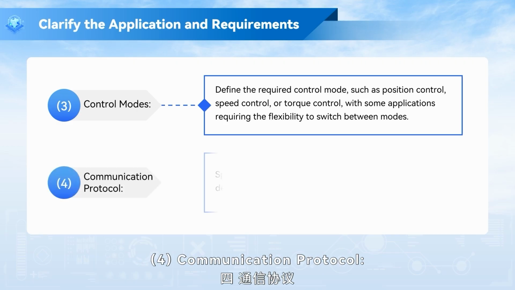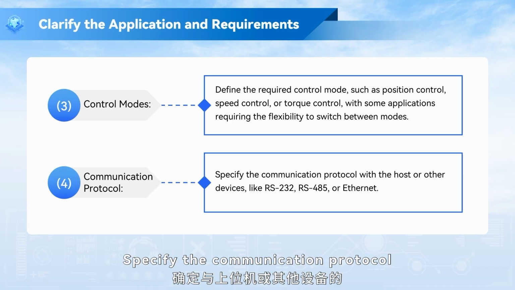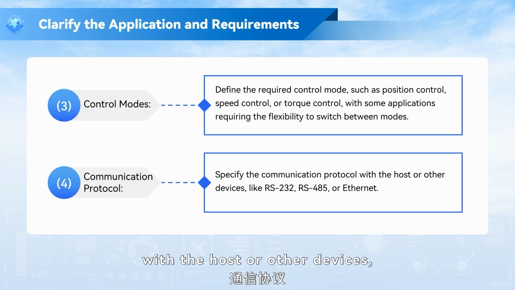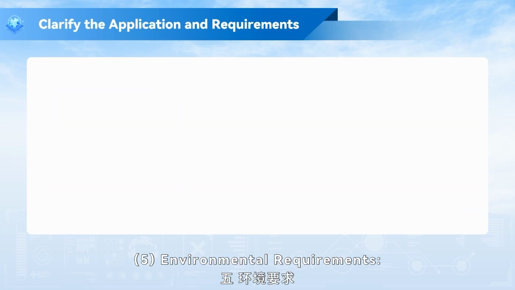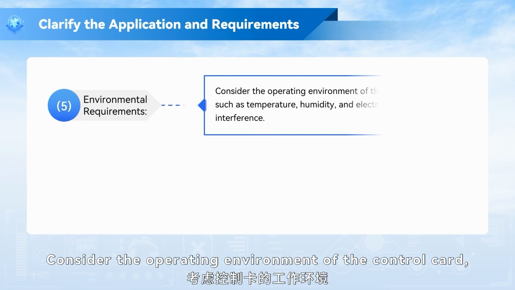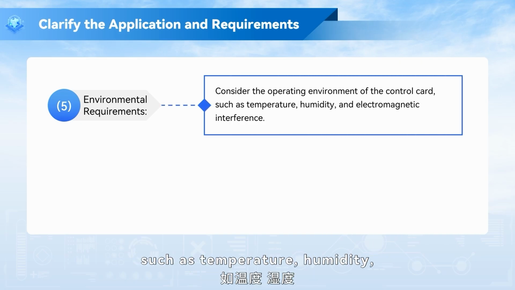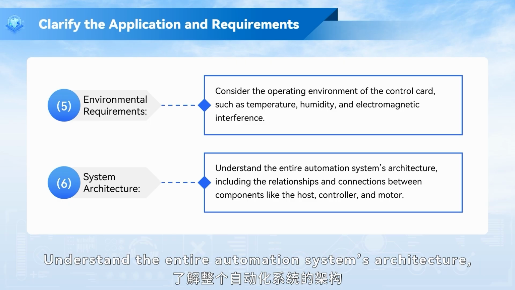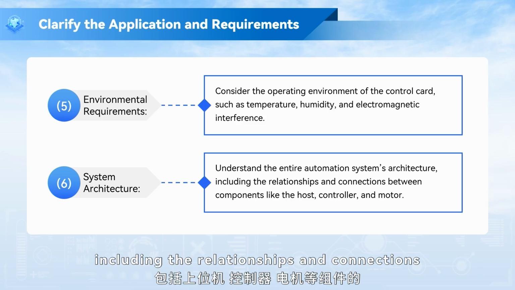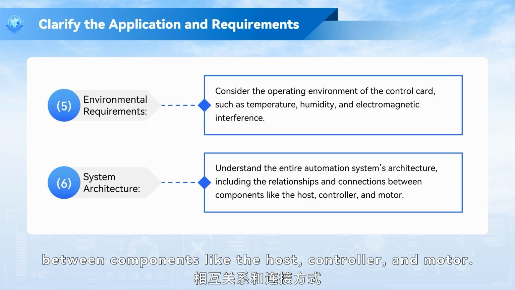4. Communication protocol. Specify the communication protocol with the host or other devices, like RS-232, RS-485, or Ethernet. 5. Environmental requirements. Consider the operating environment of the control card, such as temperature, humidity, and electromagnetic interference. 6. System architecture. Understand the entire automation system's architecture, including the relationships and connections between components like the host, controller, and motor.